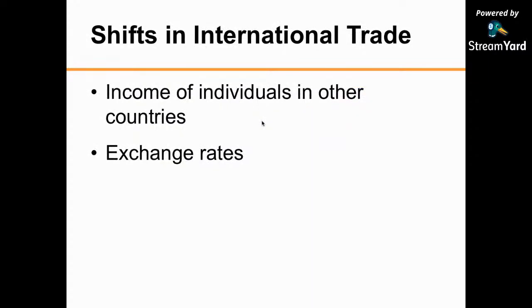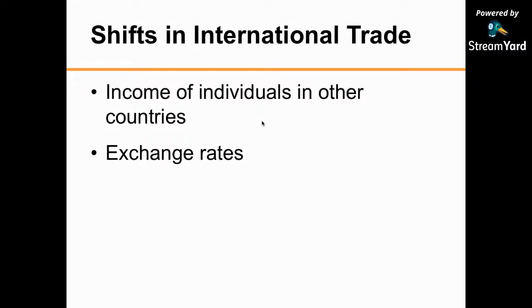Now, shifts in international trade can be because of the income of individuals in other countries or because of exchange rates. So foreign income is a big deal. If foreign nations become wealthier, the demand for U.S. goods will increase. Net exports will increase and aggregate demand will increase. If a foreign nation goes into a recession, the demand for U.S. goods is going to decrease. Net exports will also decrease and aggregate demand will fall.